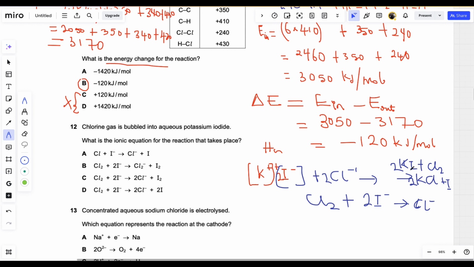When we have potassium iodide, we write only the iodine. We don't write the potassium. Now, if you form potassium chloride, you write only the chloride ion. But you can balance it by putting the 2 at the back of it.